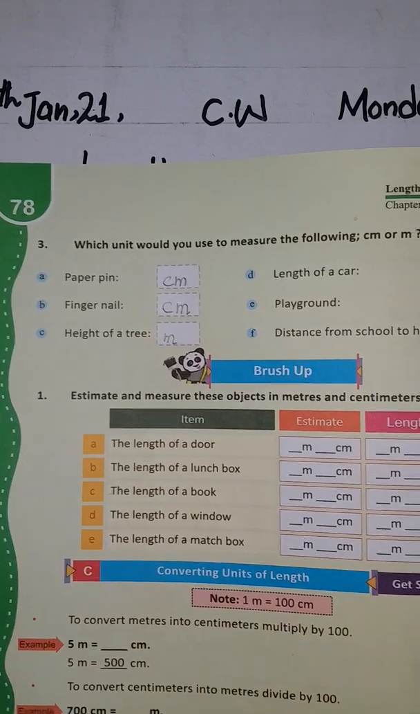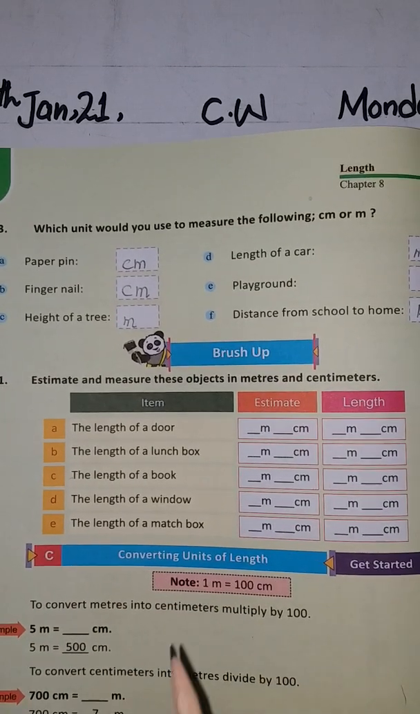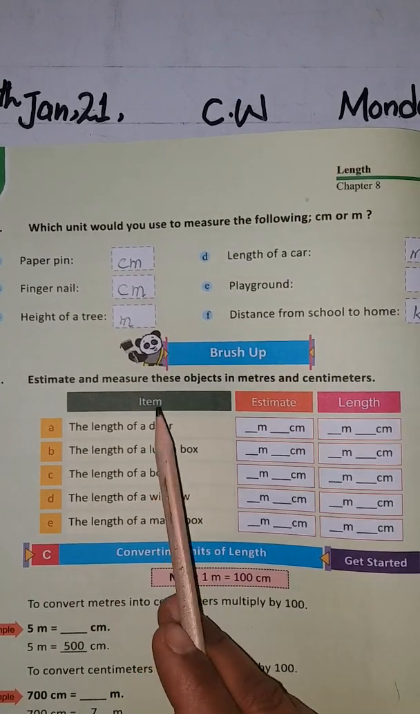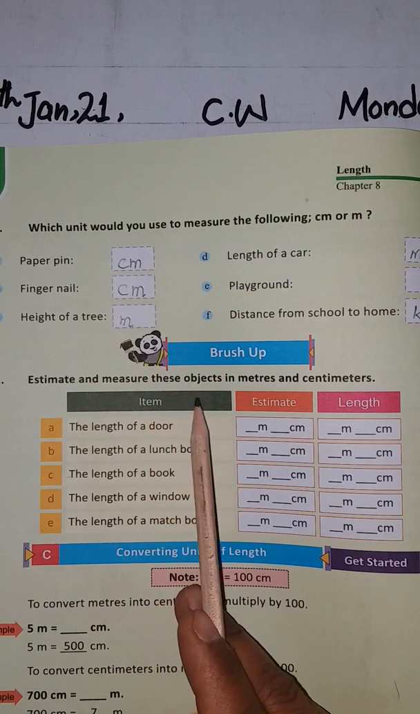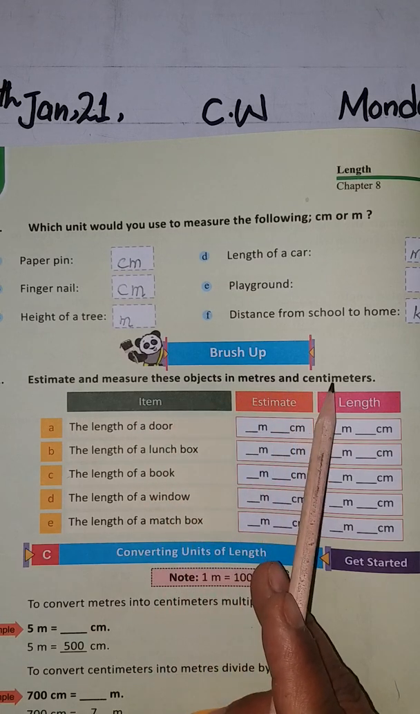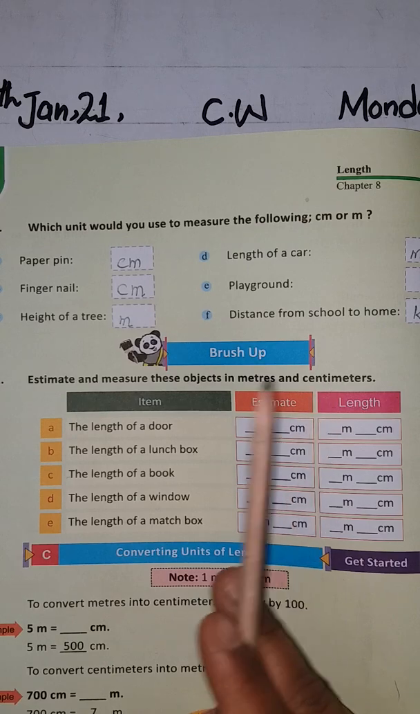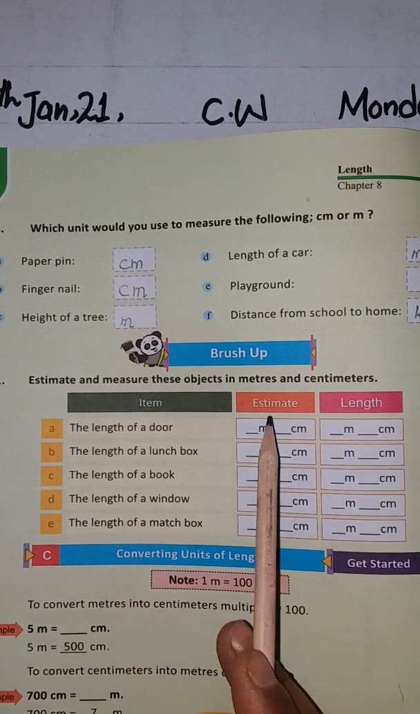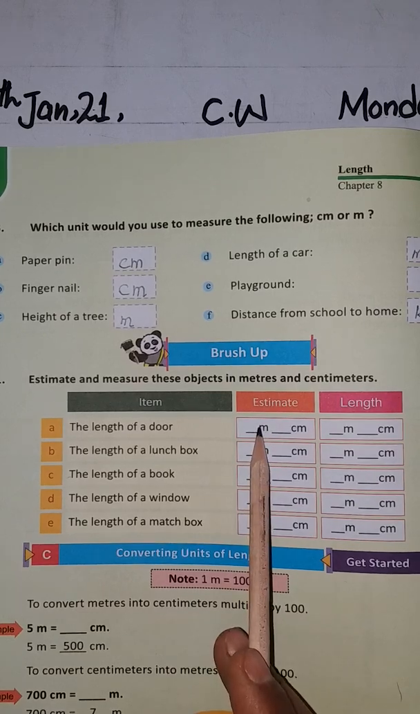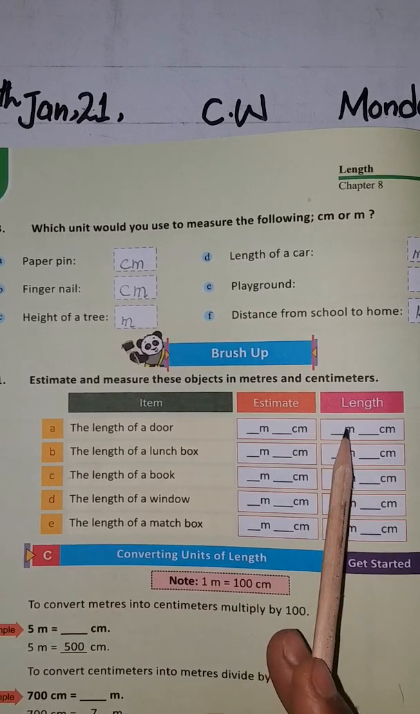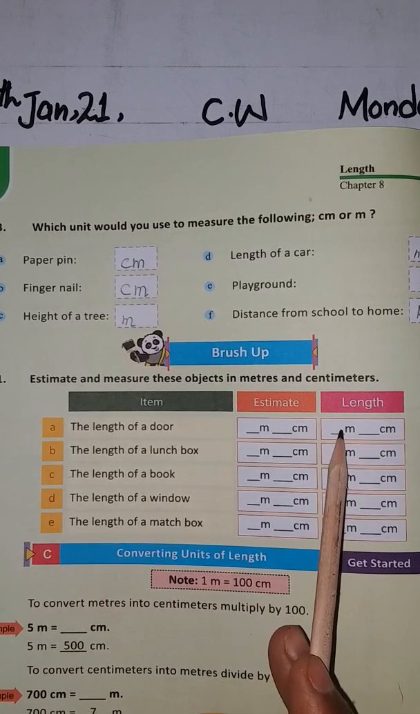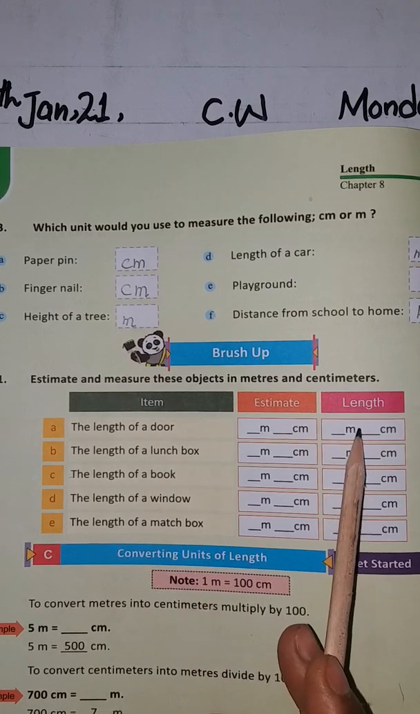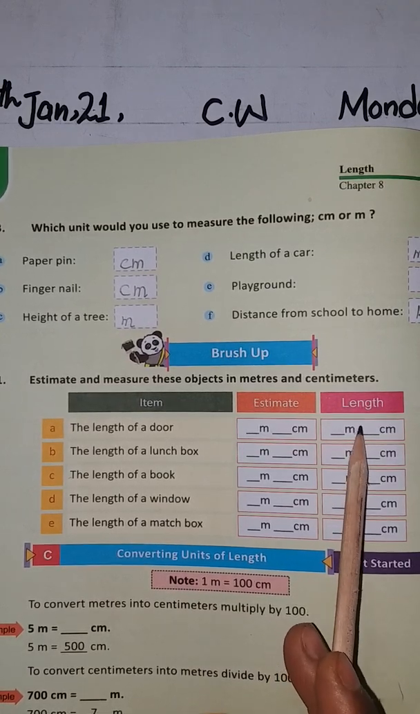Next, come to the next question. Estimate and measure these objects in meters and centimeters. So what you have to do, you have to estimate. First you have to estimate by yourself. You have to write the estimated length measurement, and then you have to write the exact measurement after measuring with the scale and ruler and with the measuring tape.